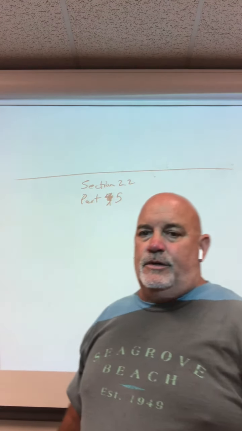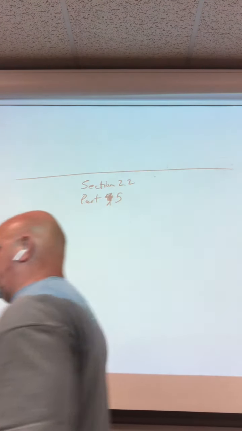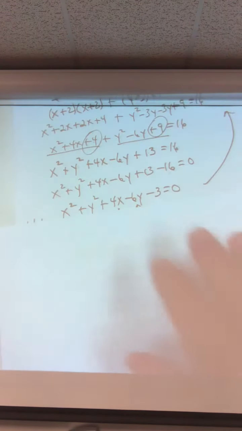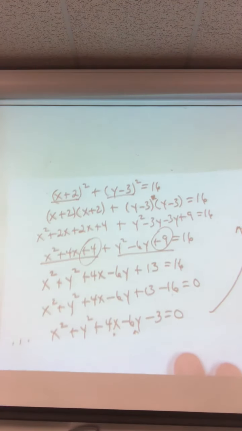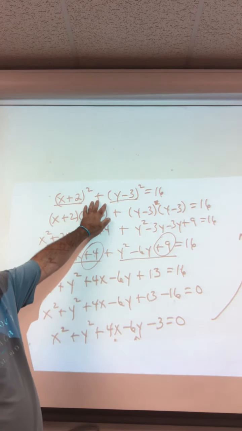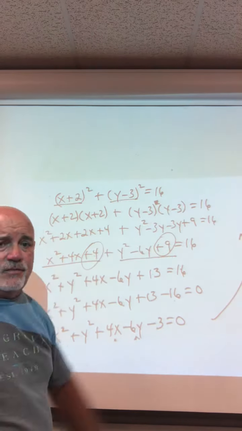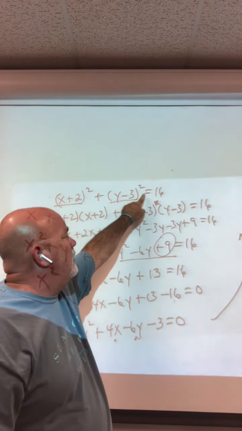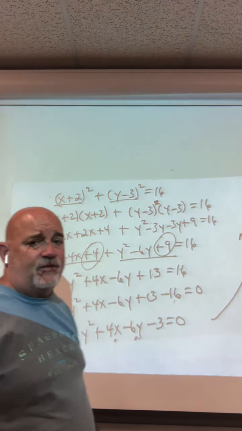Section 2.2 video part 5, and this will conclude this section. So let me remind you first of where we left off. Right at the end of the last video, I said, suppose we have the equation of a circle that looks like this. This is in center radius form. The center is (-2, 3), radius square root of 16, which is 4.